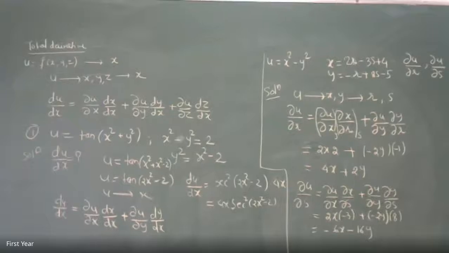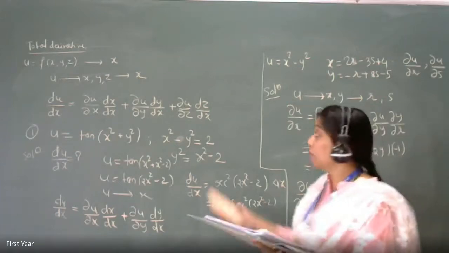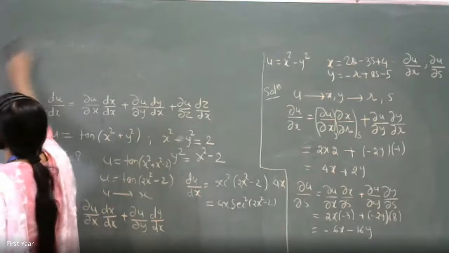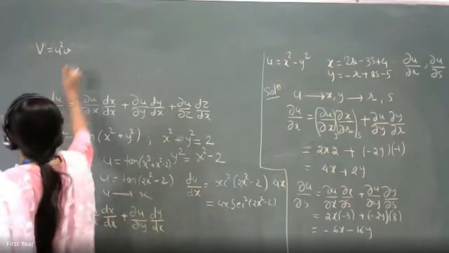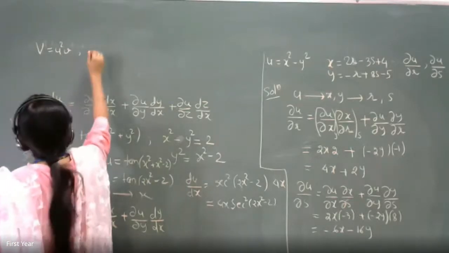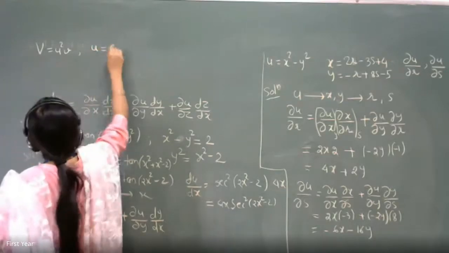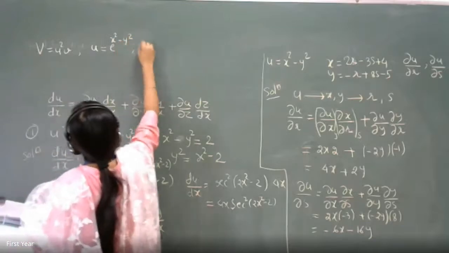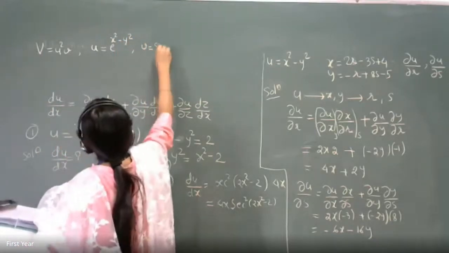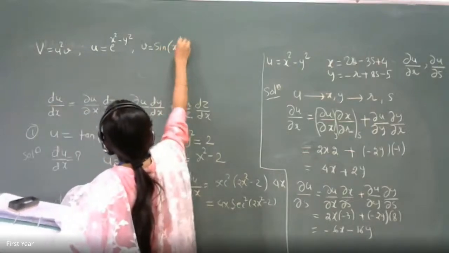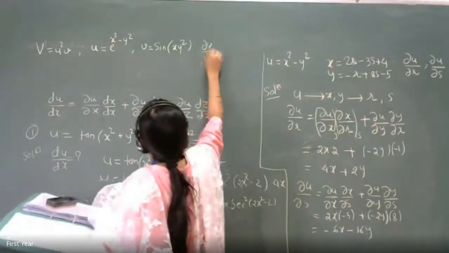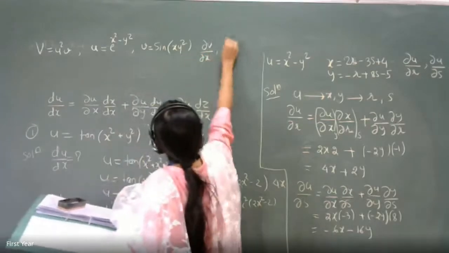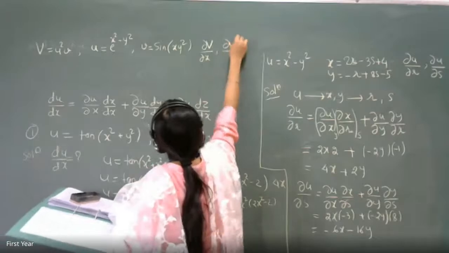Take down. If capital V is equal to u square v, where small u is equal to e raised to x square minus y square, and small v is equal to sine of xy square, then find the value of del V by del x, and del V by del y.